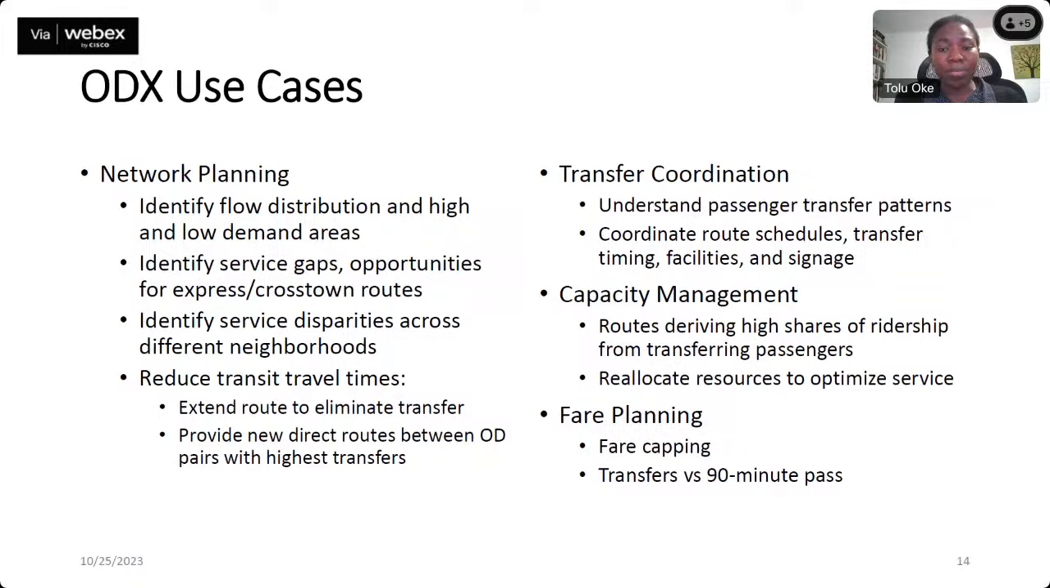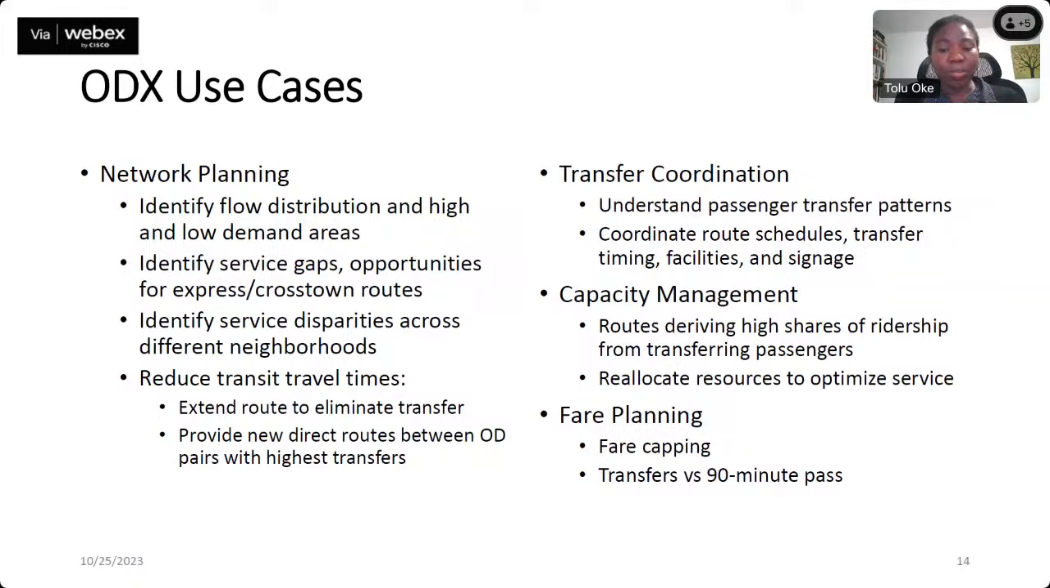With the ODX outputs, we're able to understand passenger transfer patterns, and we can then use it to coordinate route schedules and transfer timing and signage where we see high volume of transfers happening. We're using the data also for capacity management.